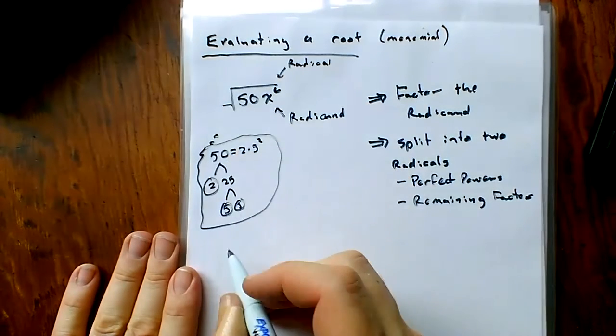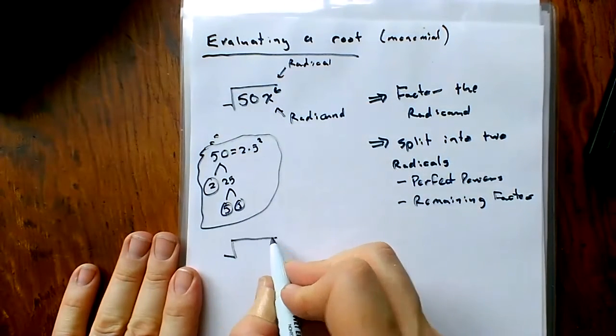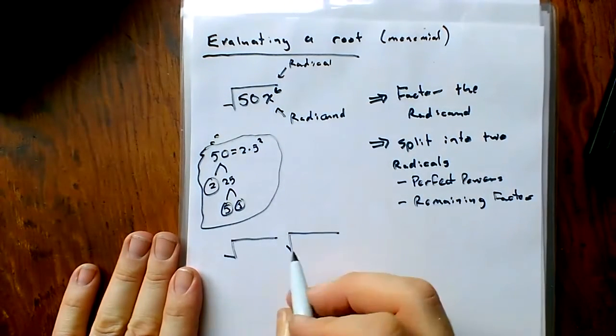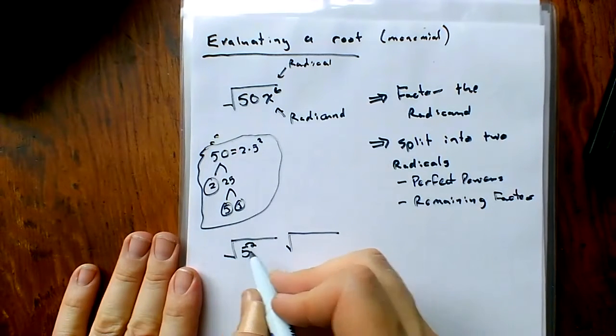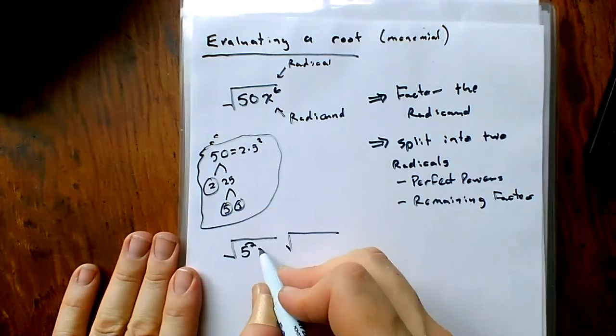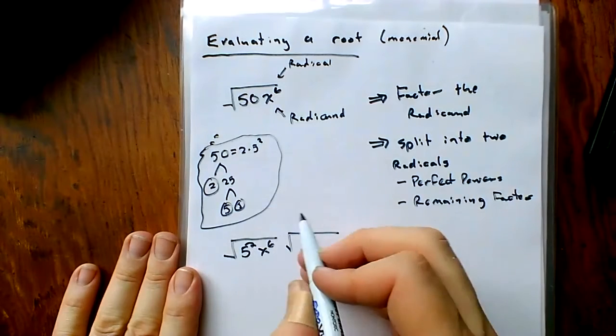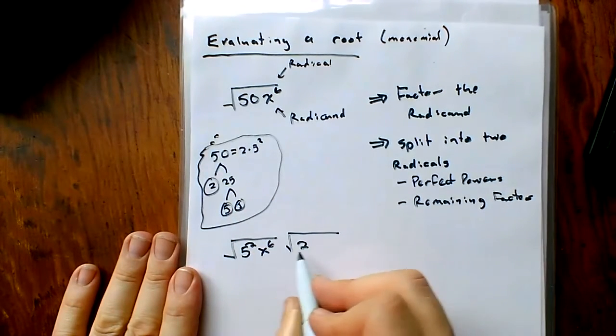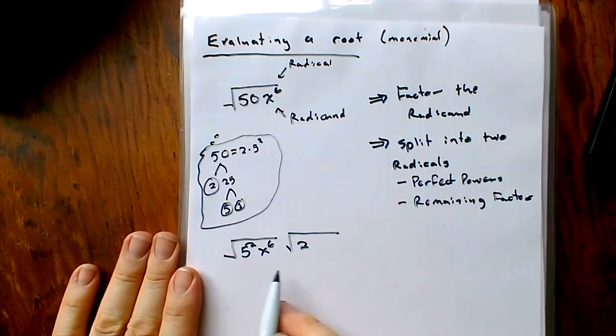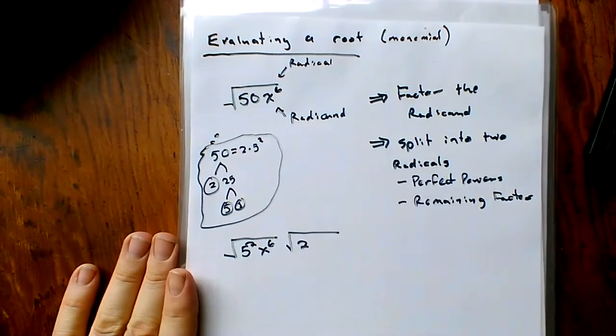When I'm thinking about this, I'm going to break this up into two different radicals. I'm going to put my perfect powers, like that 5 squared, under here. And I'll put that x to the 6th under here. And our remaining thing, 5 squared times 2, was our 50. So if I were to multiply these out, I would be right back where we started.